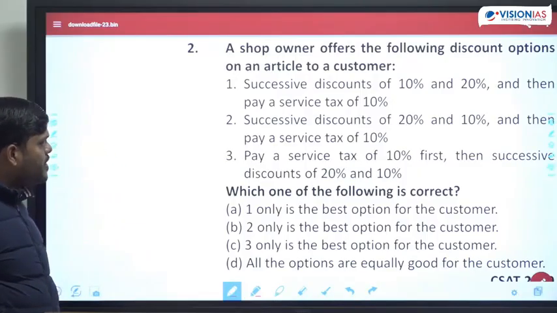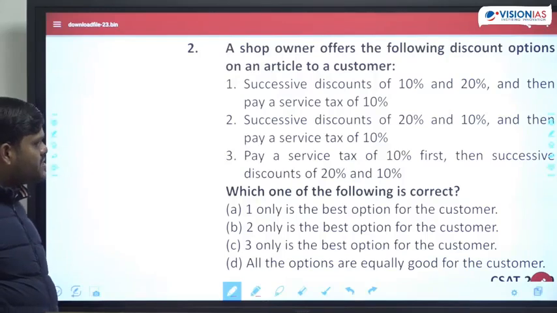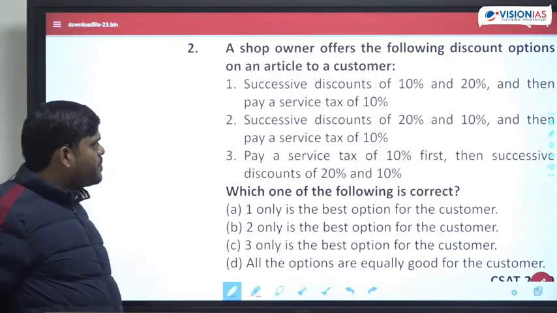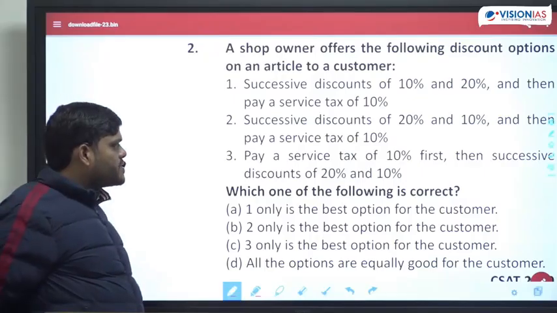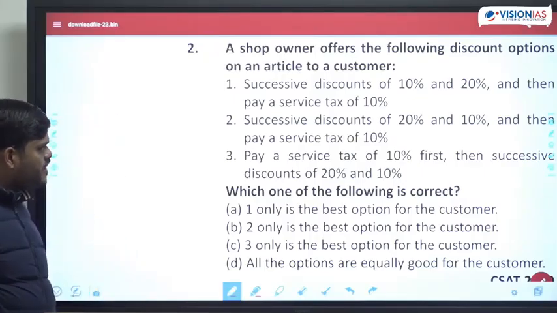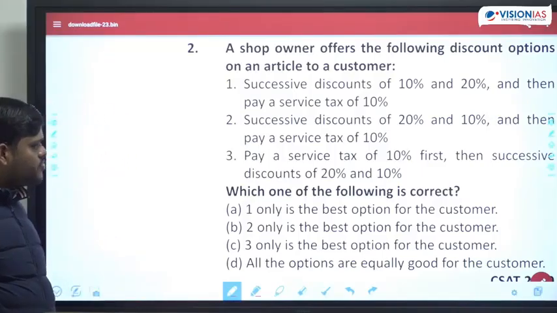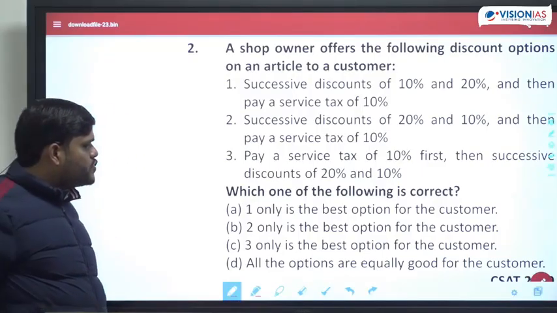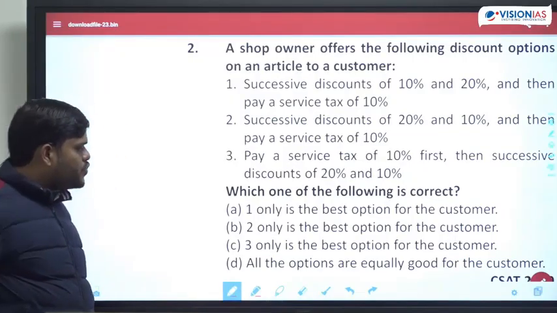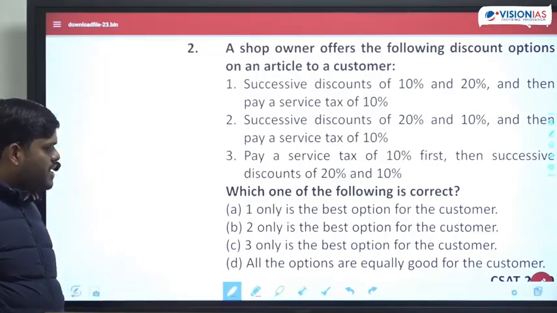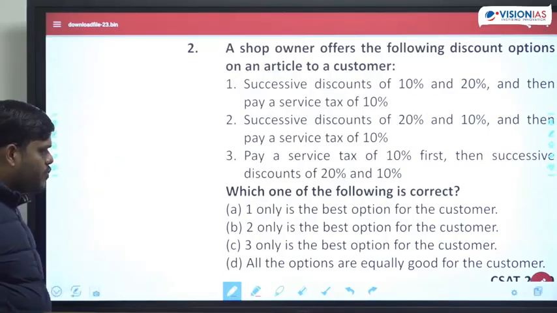A shop owner offered the following discount options on an article to a customer. One: successive discount of 10% and 20%, and then pay a service tax of 10%. Two: successive discount of 20% and 10%, and then pay a service tax of 10%. Three: pay a service tax of 10% first, then successive discount of 20% and 10%. Which one of the following is correct? 1 only is the best option for the customer. 2 only is the best option. 3 only is the best option. All the options are equally good for the customer.